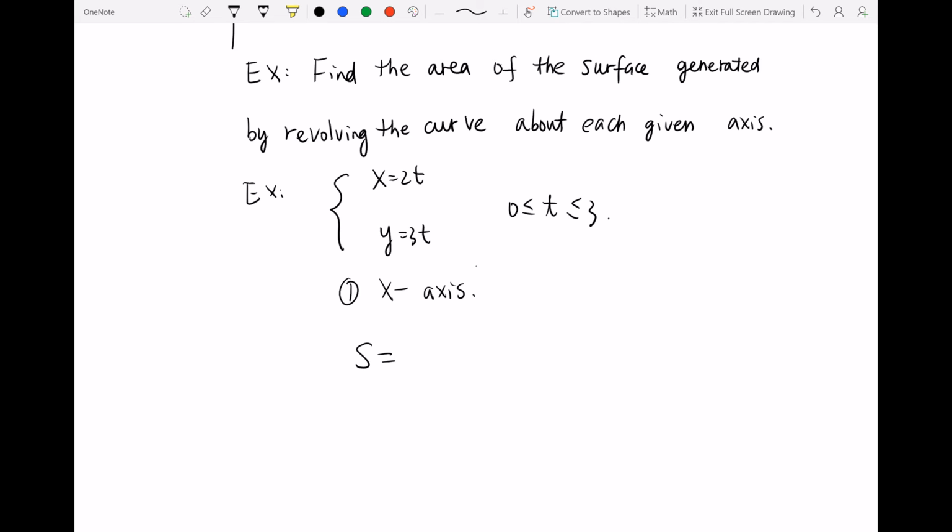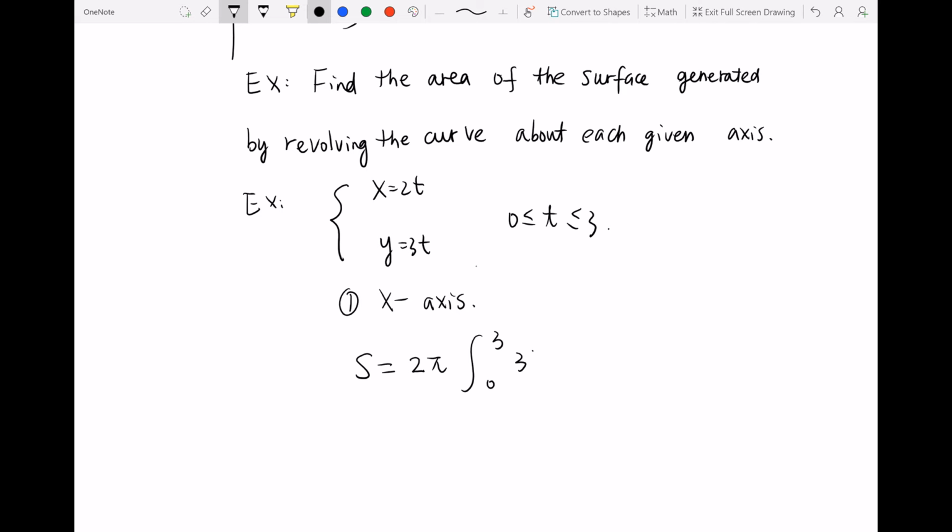S equals 2 pi, t from 0 to 3. Since this is revolution about the x-axis, it's 2 pi y. So it's 2 pi times 3t times the square root of (dx/dt) squared, which is 2 squared, plus (dy/dt) squared, which is 3 squared, dt. So the answer is 2 pi from 0 to 3 of the square root of 4 plus 9, which is square root of 13, t dt.